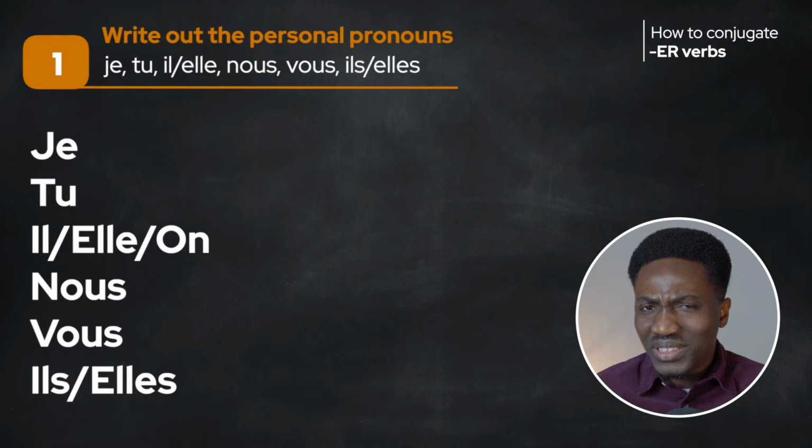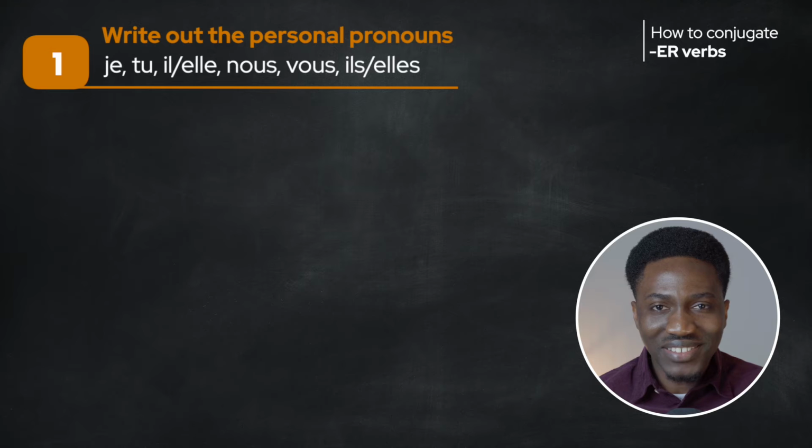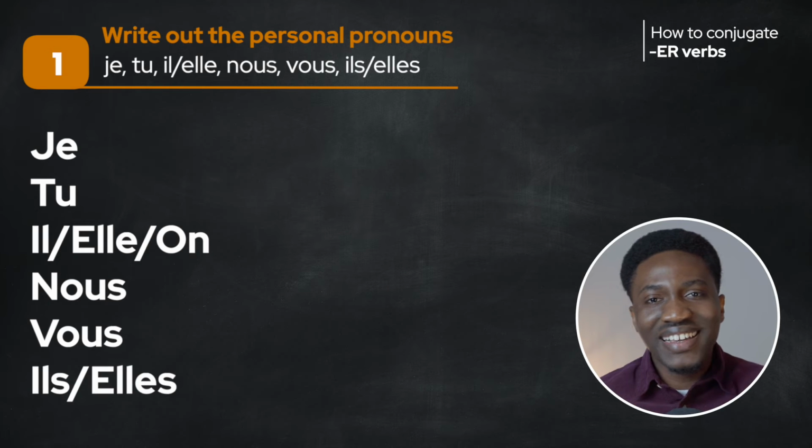Now, did you notice I didn't pronounce the S at the end of ils, elles, nous, vous? That's because in French, when a word ends in a consonant, usually the consonant is silent. There are exceptions to this rule, but generally in French, when it ends in a consonant, you don't pronounce it. Okay, so step one, you write out your personal pronouns, and these are the personal pronouns in French.